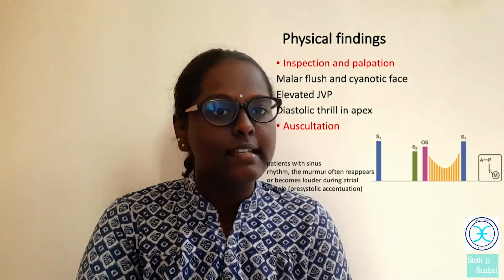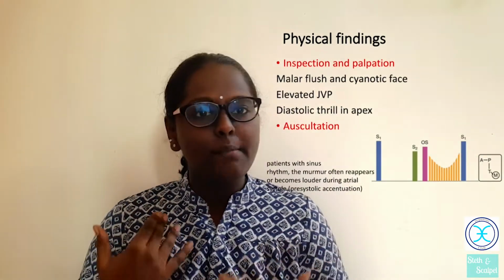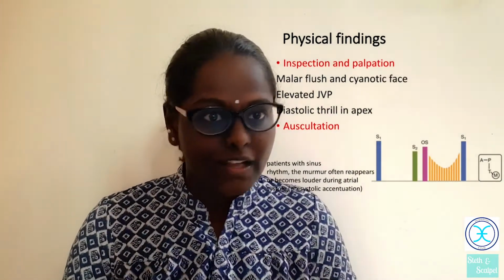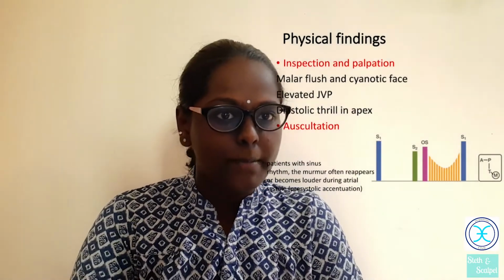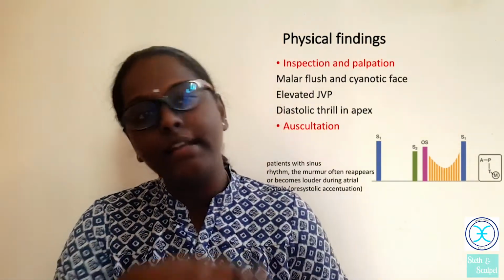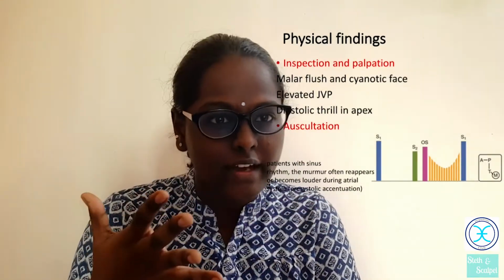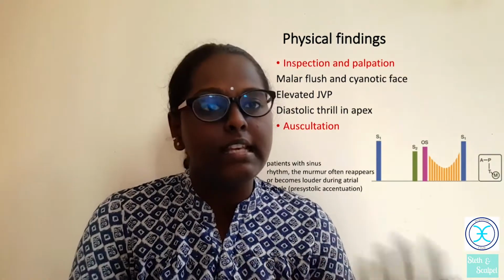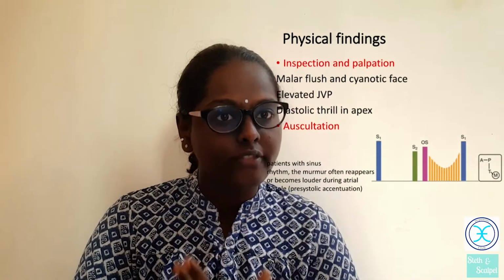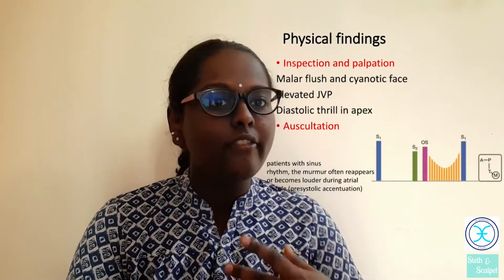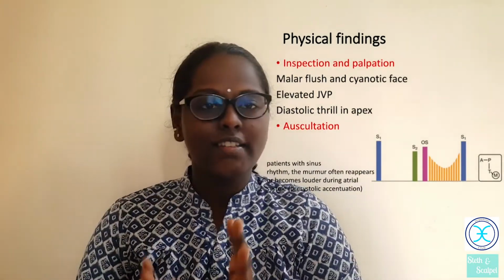Then we will see a cyanotic face. Their face looks more cyanotic because less oxygen is present in their blood. We also see the JVP being elevated, because sometimes with right heart failure, elevated JVP will be there. These are some inspectory findings. On palpation, sometimes in these patients we can feel a thrill. If we touch the left apex, we can feel the thrill in them.